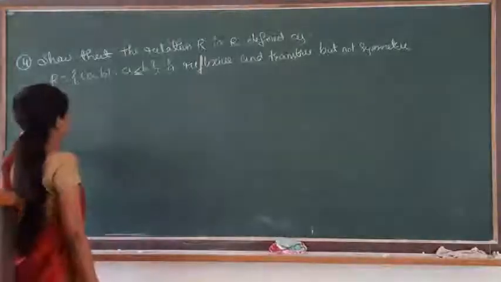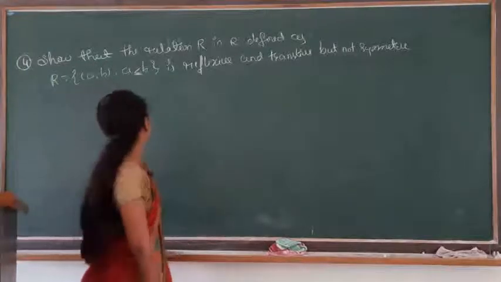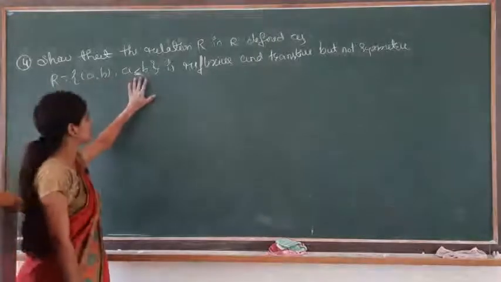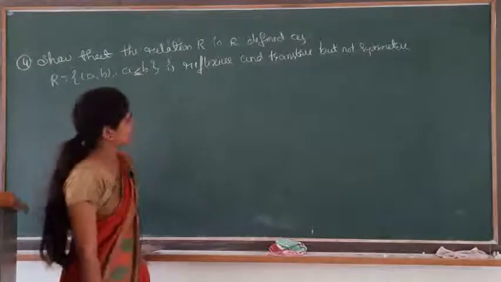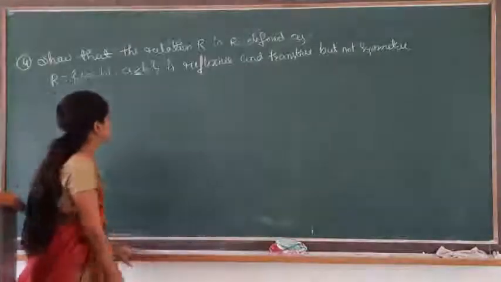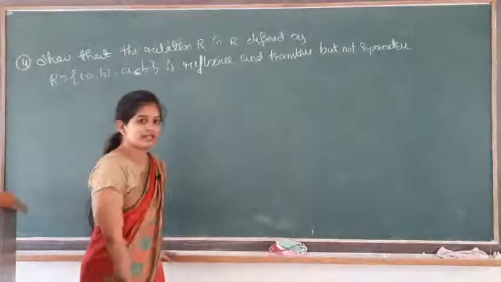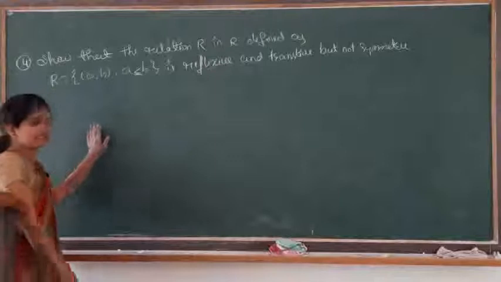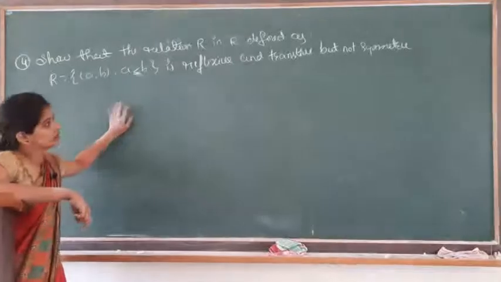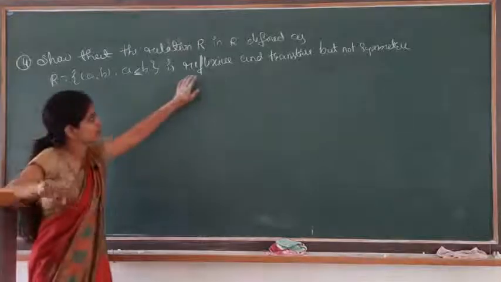And now the fourth question. Show that the relation R in R defined as R = {(a, b) : a ≤ b} is reflexive and transitive but not symmetric. They have already given that this relation is reflexive and transitive but not symmetric, but we have to show it. The given set is R, the real numbers.